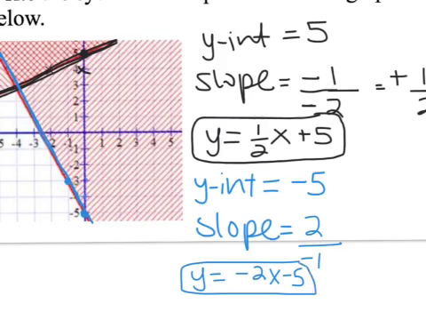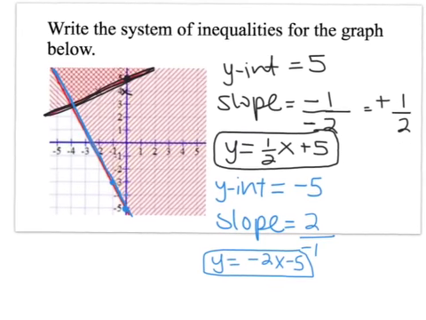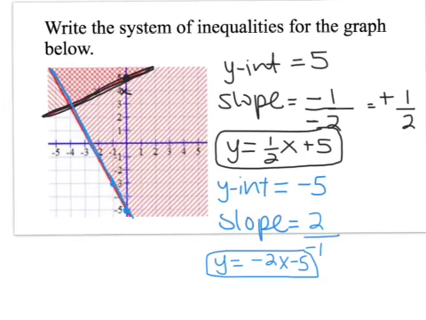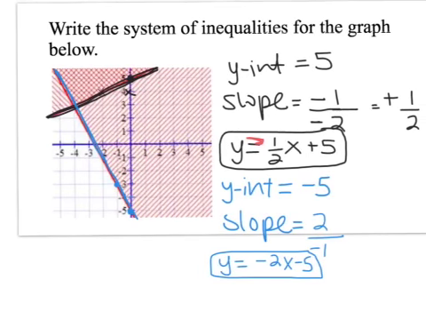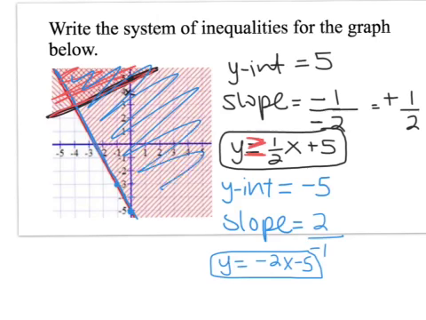Now these are the equations, but if I look at the shading, this first black line is shaded above and it's a solid line. So this inequality should be greater than or equal to. It is a solid line and it is shaded above, so that's greater than or equal to. The blue line is also shaded above, it's shaded up here, so it is also greater than, and it's a solid line, so it's equal to. So when you write an inequality, make sure you go back and put in an inequality symbol, not just an equal sign.